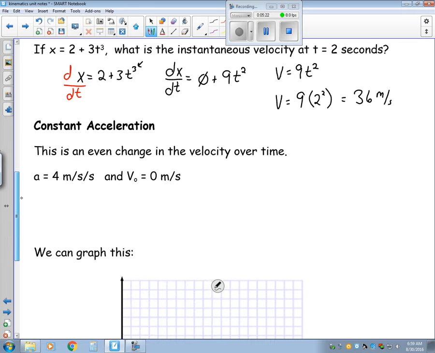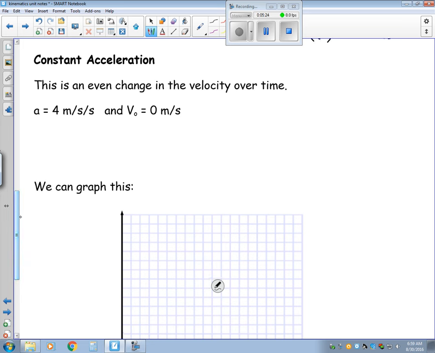All right, moving on then, acceleration. If we have a constant acceleration, this is a nice even change in the velocity over time. Let's say I have something that has an acceleration of 4 meters per second squared. Its initial velocity, v naught, is 0 meters per second. So what that means is at 0 seconds, the object is traveling at 0 meters per second.